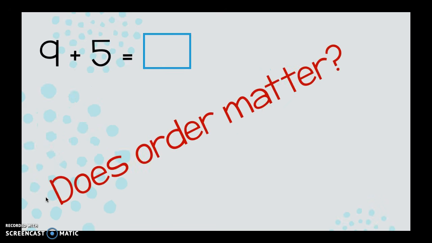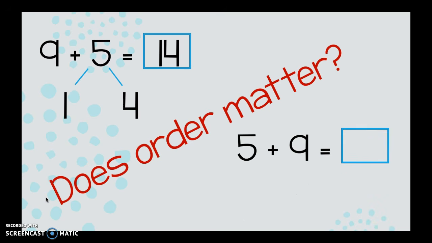Let's look. If I have 9 plus 5, and I took a part of the 5 to make a 10 with that 9, and the other part was 4, I'd have 10 plus 4 equals 14. But what if I mixed it up? What if I turned it all around and I had 5 plus 9 equals something? What if I did the same thing? I wanted to make a 10 with that 9, so I took part of the 5. And then I had the rest of the part left over. 9 plus 1 is 10, plus 4 more is 14. Hey, wait a minute. Friends, did I get a different answer when I mixed things up? I didn't. I got the same answer. So my question is, does order matter?